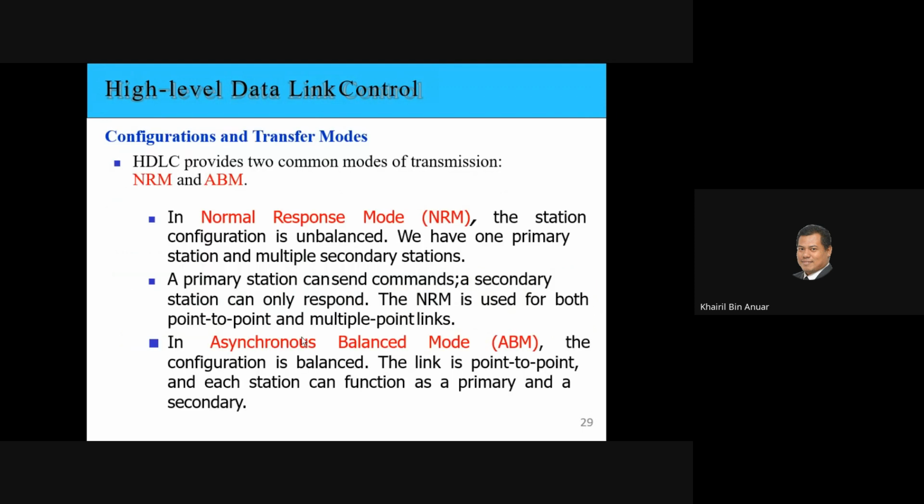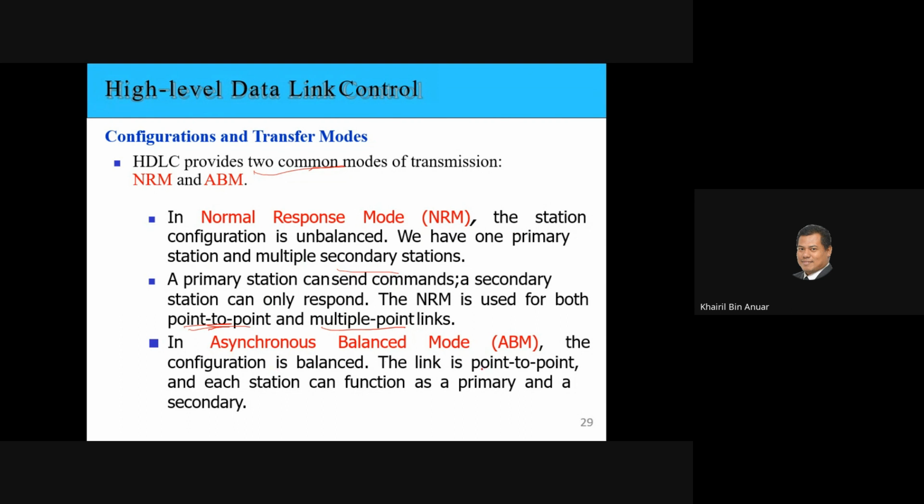Now for HDLC, it says here there are two common modes of transmission. One is what we call normal response mode, which can be used for point to point and multi point. In normal response mode, the station configuration is unbalanced. We have one primary station and multiple secondary stations. It can be point to point, meaning one primary to one secondary station, but you can also have multi-point where you have one primary and multiple secondary. And also asynchronous balanced mode.